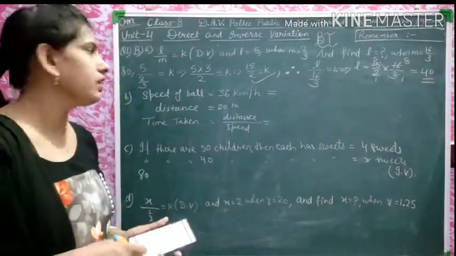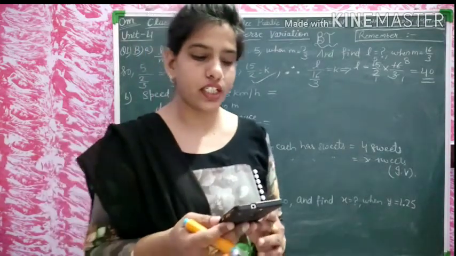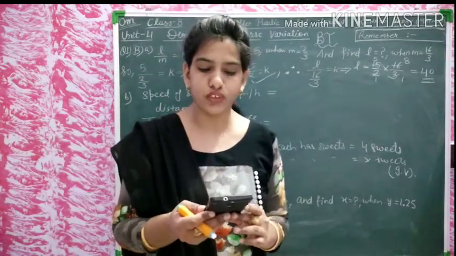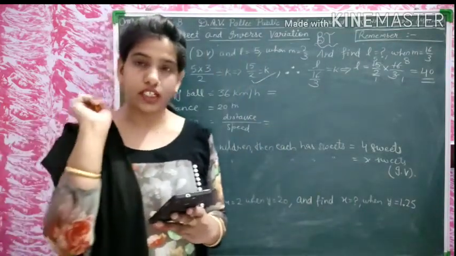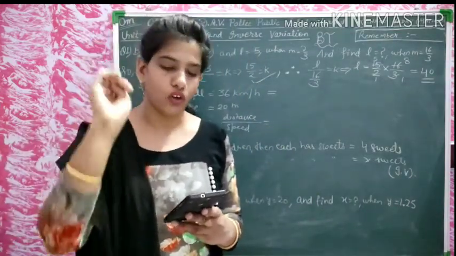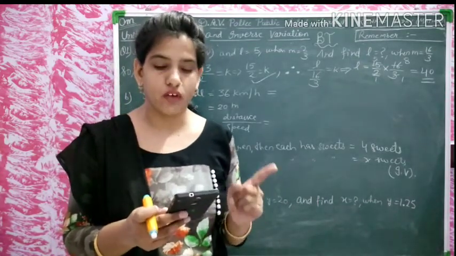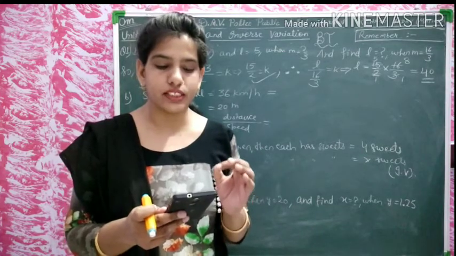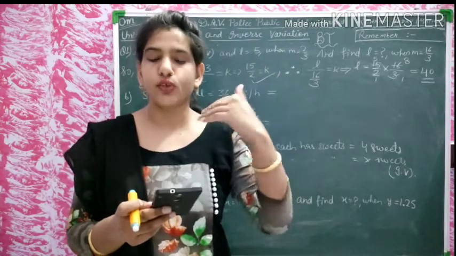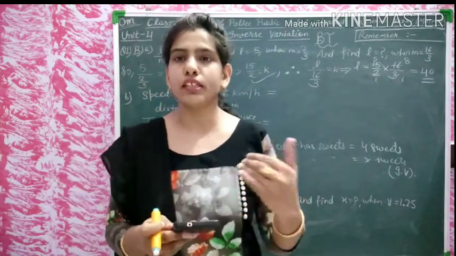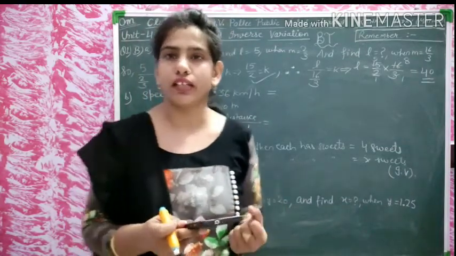In part B, there is the question that a bowler throws a cricket ball at a speed of 36 km per hour. There is the speed of the ball given here. How long does this ball take to travel a distance of 20 meters to reach the batsman? How much time will it take?